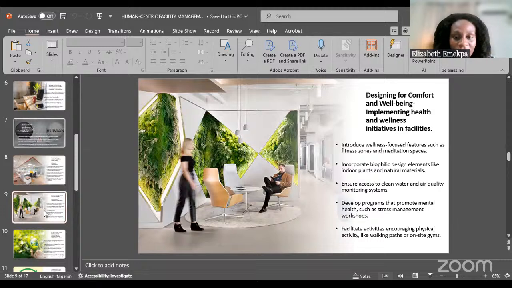Introduce wellness-focused features such as fitness zones and meditation centers, okay?